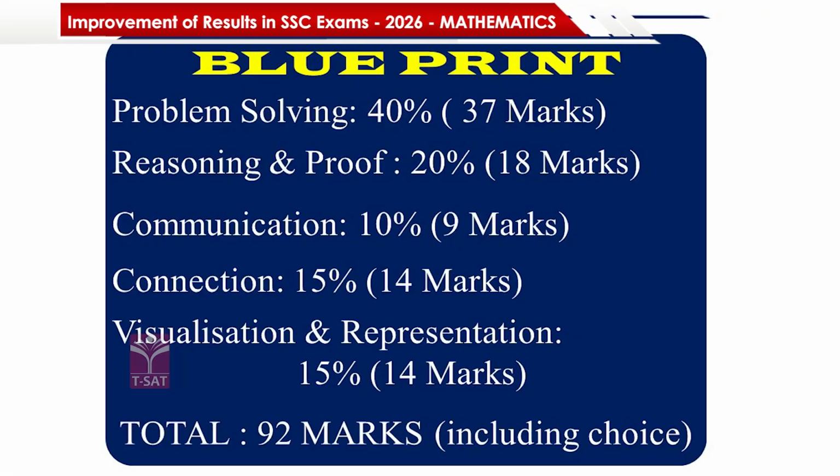Now further, what is the blueprint for the preparation of these question papers? Problem solving will be covered 40%, that is 37 marks will be given for problem solving, and reasoning and proof is 20%, that is 18 marks, and for communication 10%, means 9 marks. And of course connection and visualization, each academic standard is having 15%, means 14 marks from each, and including choice the paper will be for 92 marks.